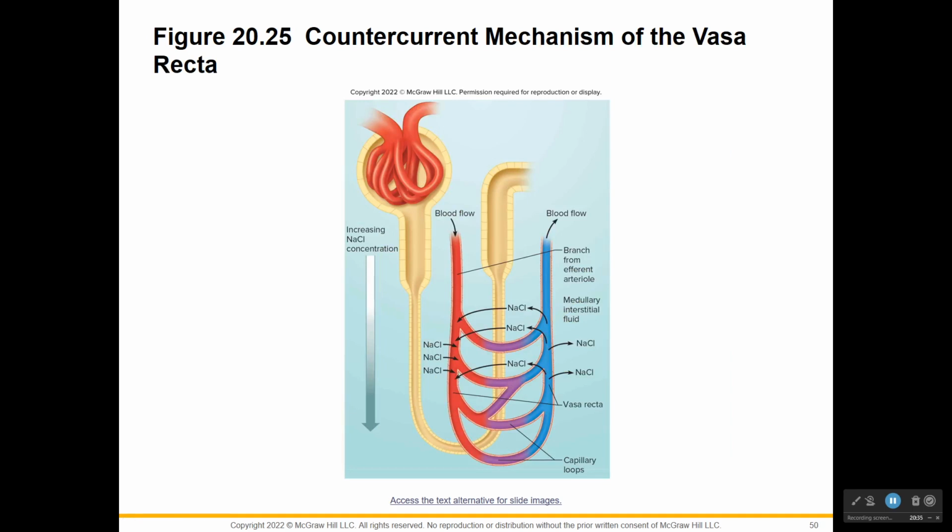Vasa recta is the capillary loops or capillary bed around this loop of Henle. And so you can see this is all just passive transport. The sodium chloride actually moves into the blood over here because if you remember, it's hypertonic, and then actually leaves over here because it's hypotonic.